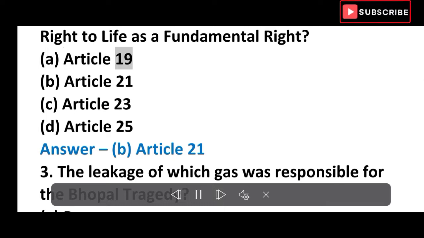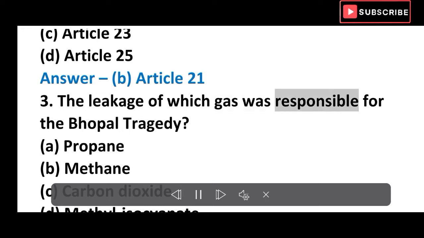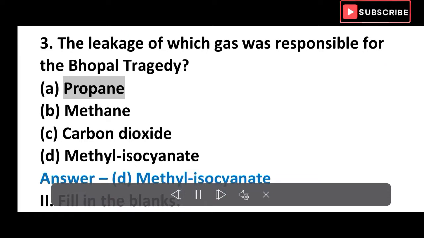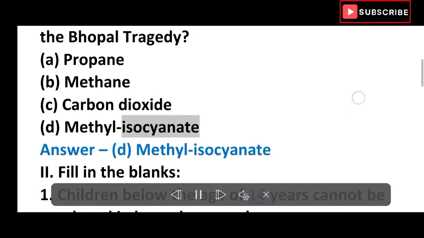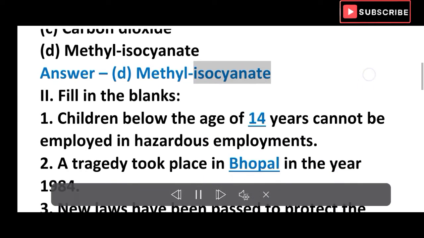2. Which article of the Constitution mentions the right to life as a fundamental right? A. Article 19. B. Article 21. C. Article 23. D. Article 25. Answer B. Article 21. 3. The leakage of which gas was responsible for the Bhopal tragedy? A. Propane. B. Methane. C. Carbon dioxide. D. Methyl isocyanate. Answer D. Methyl isocyanate.